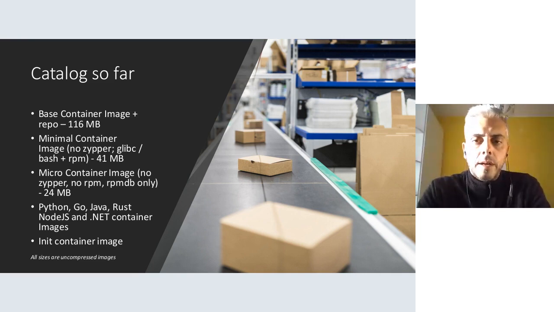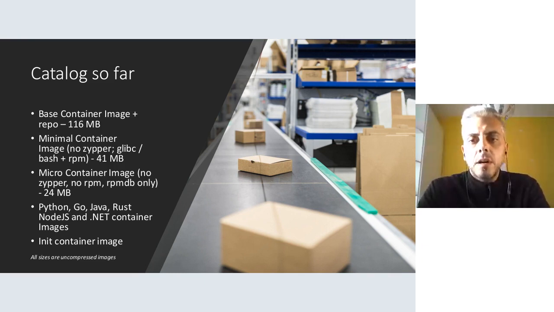We do have a minimal container image, which, as I said earlier on, was born thanks to the help of many. This image contains no zypper, but it has glibc, bash, and RPM, and it's up to 41 point something megabytes. We also have a micro container image, which has no zypper, no RPM, and only provides the RPM database for security scanning, etc. And this is roughly 24 megabytes.